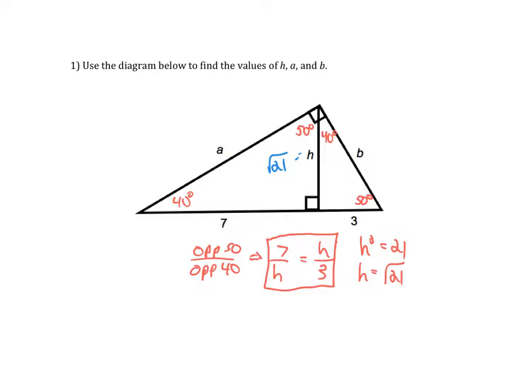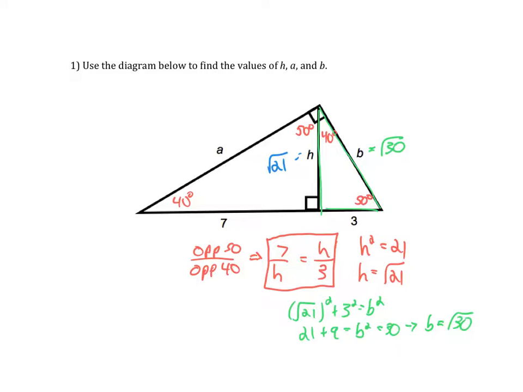Well, let's go back to this small triangle on the right. I now know side h. I know side 3. How would you solve for the hypotenuse? Well, it's as simple as doing the Pythagorean theorem. I could do root 21 squared plus 3 squared equals b squared. I get 21 plus 9 equals b squared, which equals 30. So then b needs to equal root 30. I don't think that can be simplified, so that's just going to be root 30.